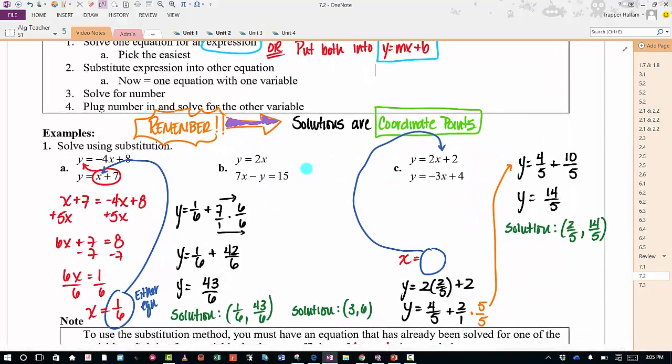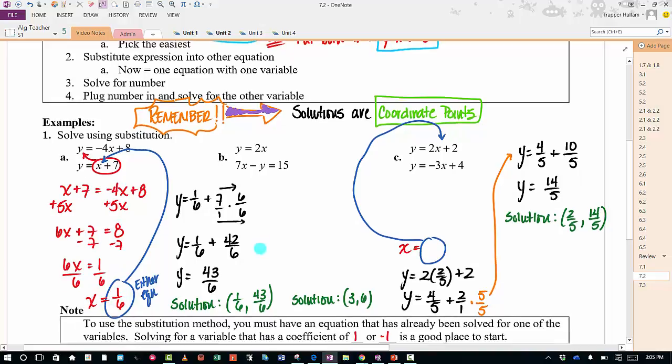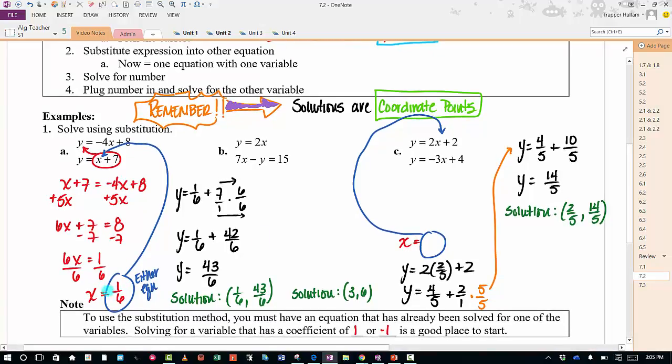Once you do that, you substitute, you get this linear equation, you plug it into the other one, and then you go ahead and solve. You're going to get one coordinate out of it. You have to plug that back in to find out what the other coordinate is, because when we're all said and done, you should end up with a coordinate point for your solution. So let's get into our examples.